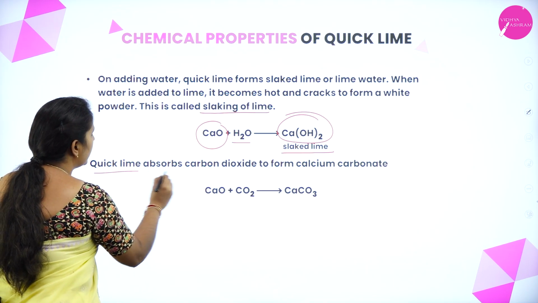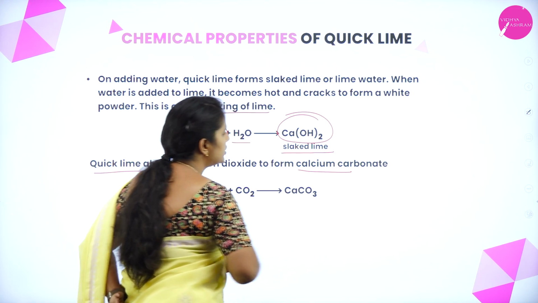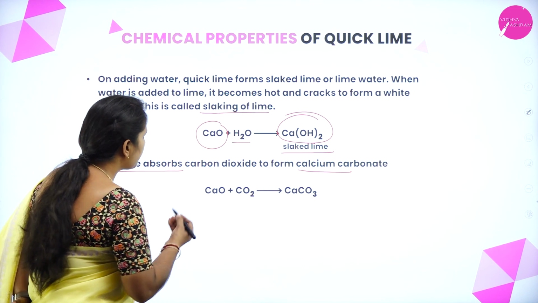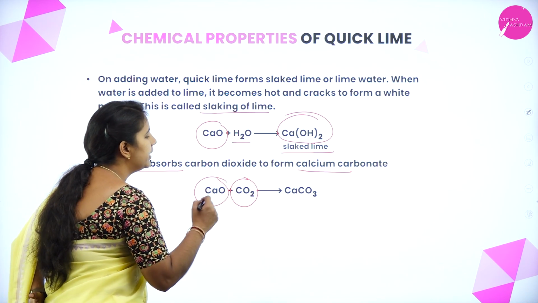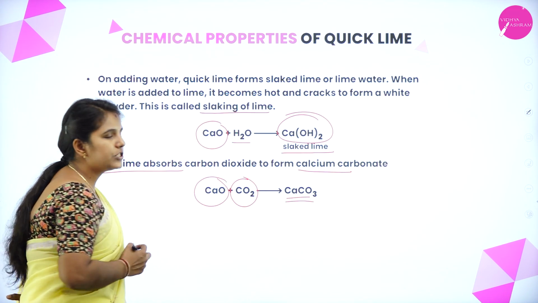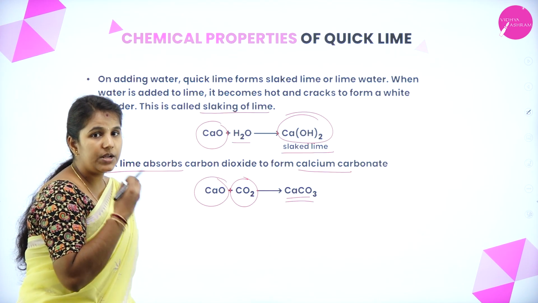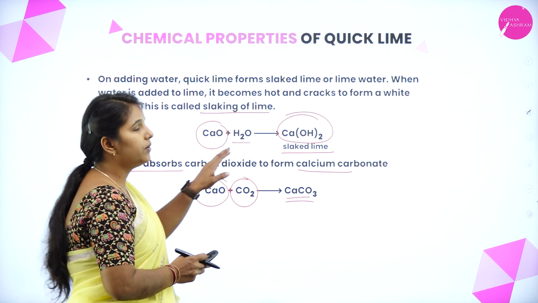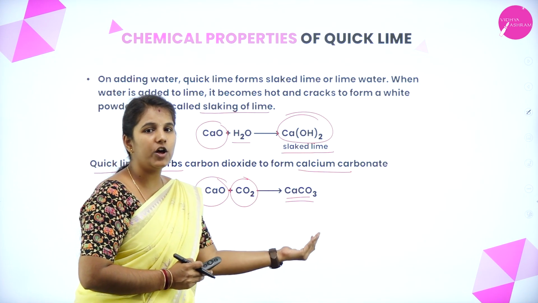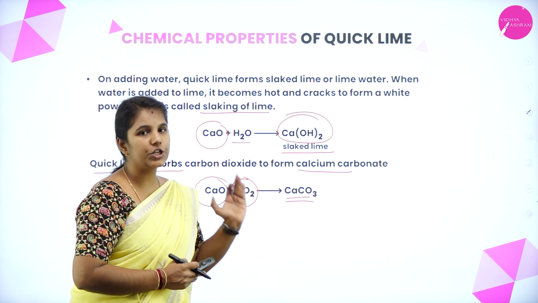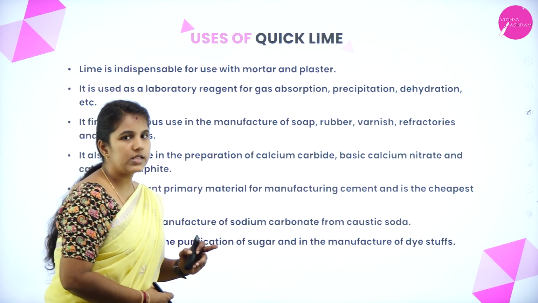Quicklime can also absorb carbon dioxide and form calcium carbonate. So suppose calcium oxide reacts with carbon dioxide, it forms what? Calcium carbonate. This is how calcium oxide, if it reacts with water, forms slaked lime. Suppose it reacts with carbon dioxide, it forms what? Calcium carbonate.